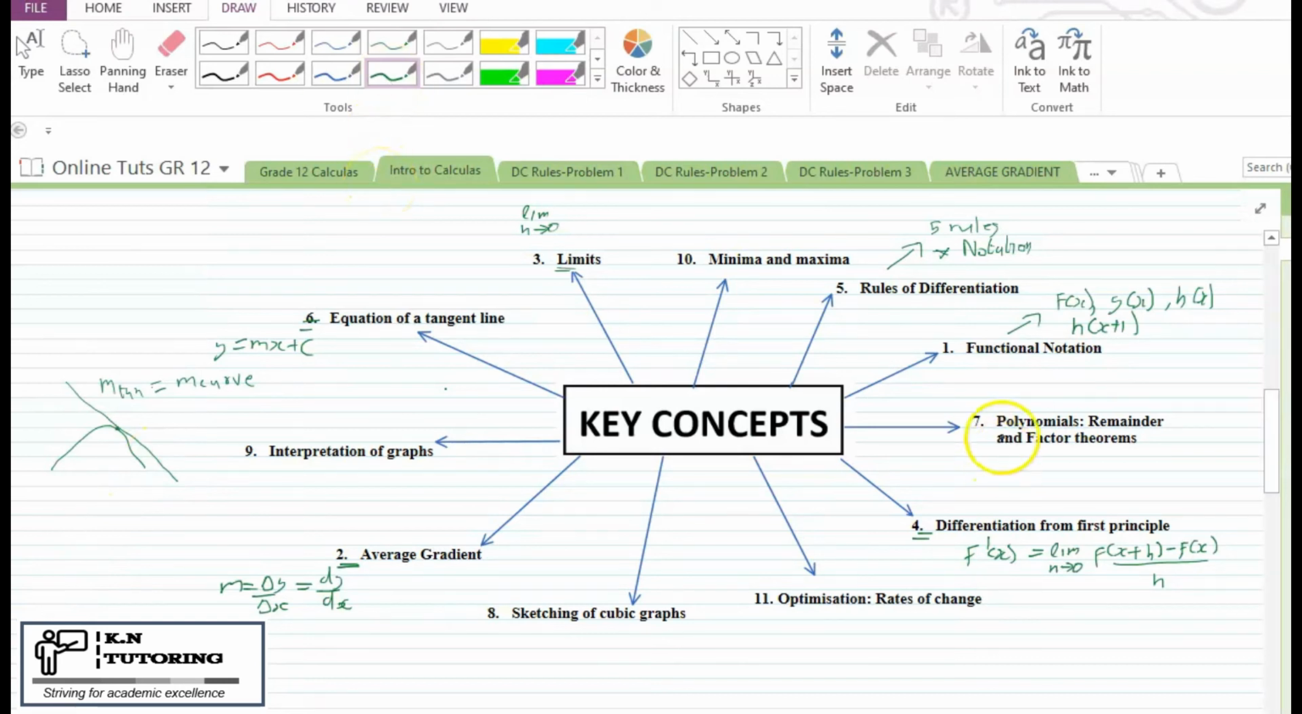Number 7, we will look at polynomials. With polynomials, we look at the two new theorems, the remainder and factor theorems. I will also go through them one by one in the coming videos. But what we need to know at this point is that we will use 3 methods under this section. We will look at what we call the long division method. Secondly, we will look at the inspection method, or method of inspection.